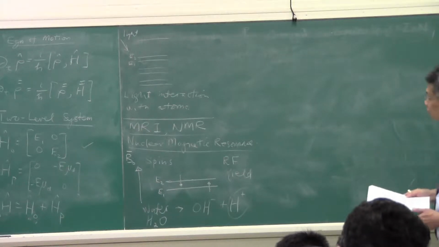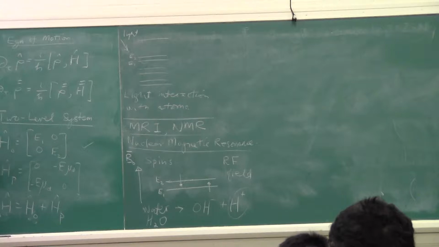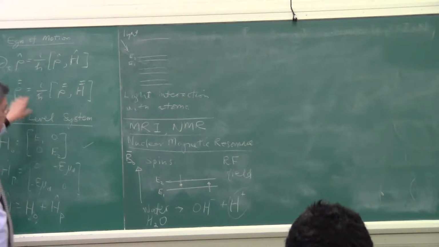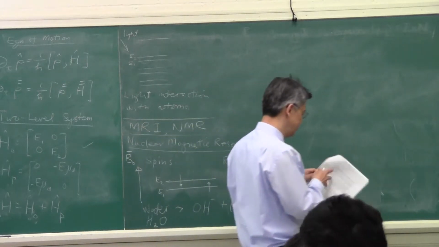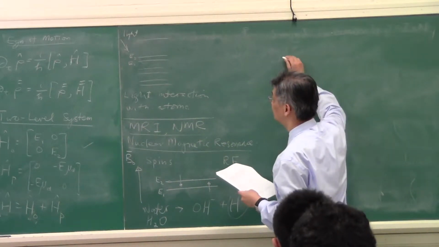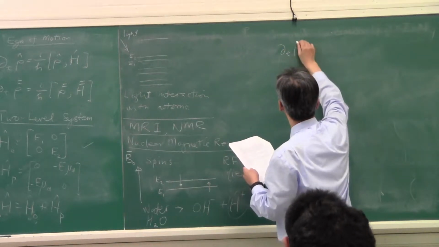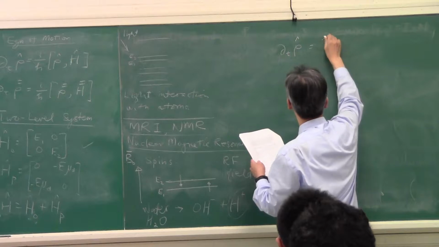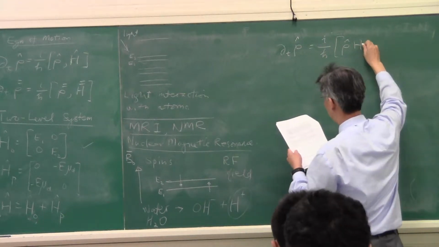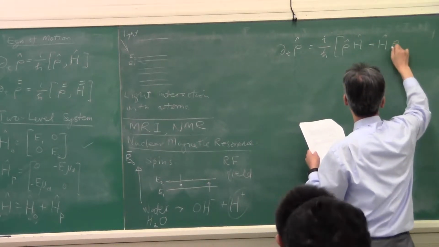And the equations of motion that we have derived for this two-level system can also be applied to MRI if you wish to. But what we did was that we went through this work over here and derived the equations of motion. Okay, we actually worked this out in great detail. Rho hat, H hat minus H hat, rho hat.